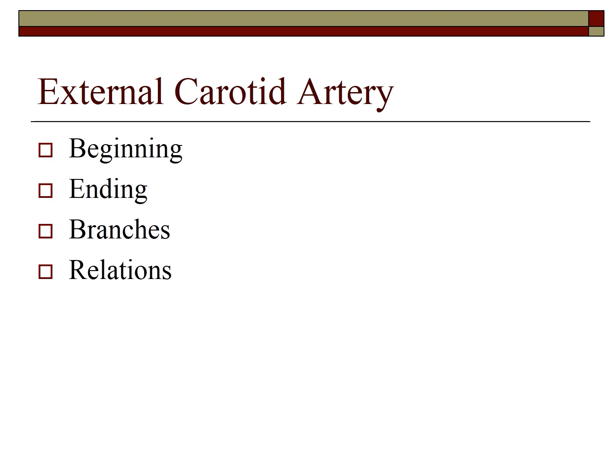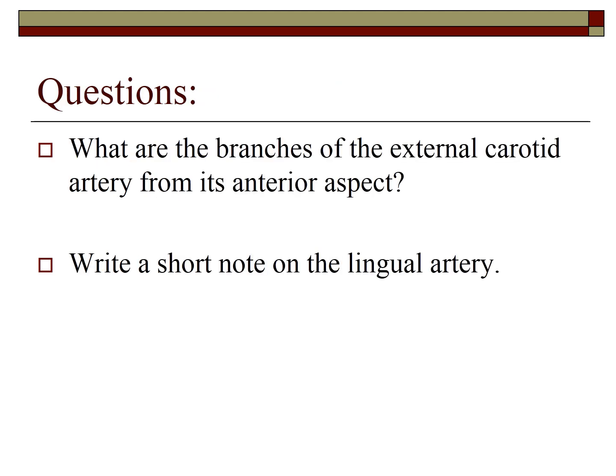We have spoken before about the external carotid artery. This is to summarize what we have said: the beginning, ending, branches, and relations. Questions. What are the branches of the external carotid artery from its anterior aspect? We have 3 branches from the anterior aspect. They are: the first, the superior thyroid; number 2, lingual; number 3, facial.